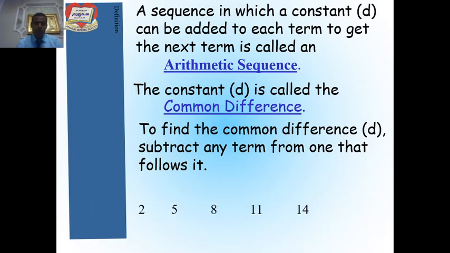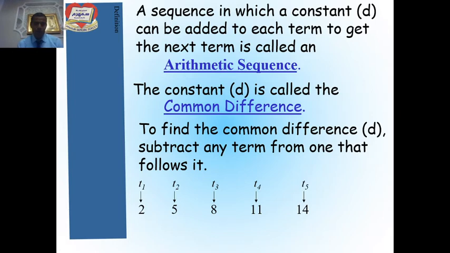For example, here we have 2, 5, 8, 11, and 14. Look here: 5 minus 2 is 3, 8 minus 5 is 3, 11 minus 8 is 3, 14 minus 11 is 3. So the common difference is 3. This common difference d is equal to 3. The first term is t1, the second term is 5, the third term t3 is 8, the fourth term is 11, and the fifth term is 14.